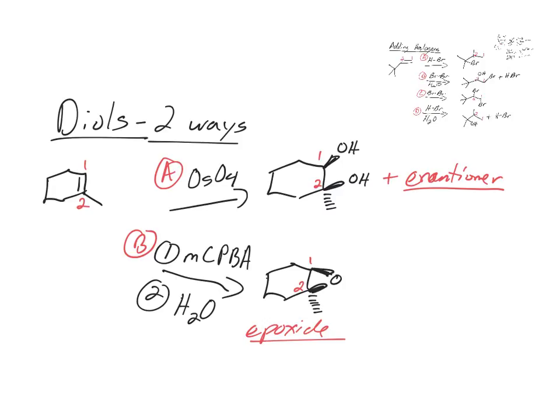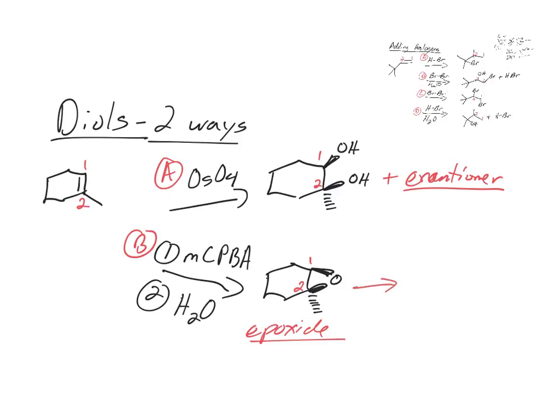So if we had water, which carbon is water going to add to? 1 or 2? 2, why? More substituted. That's a fact. Because it's more substituted, it can stabilize the delta plus charge more. That's that hyperconjugation. It's the same idea as in carbocations, but it's not a carbocation. Everybody sees that? Not a carbocation.